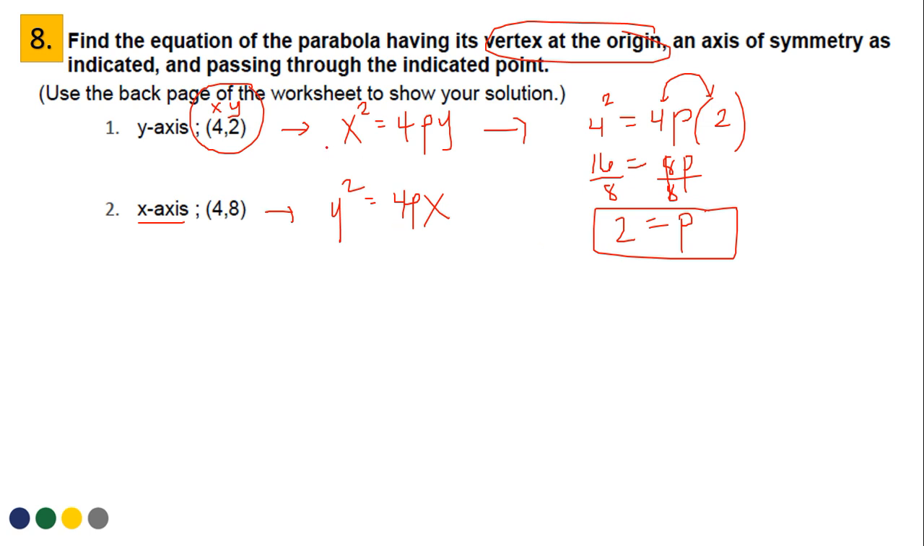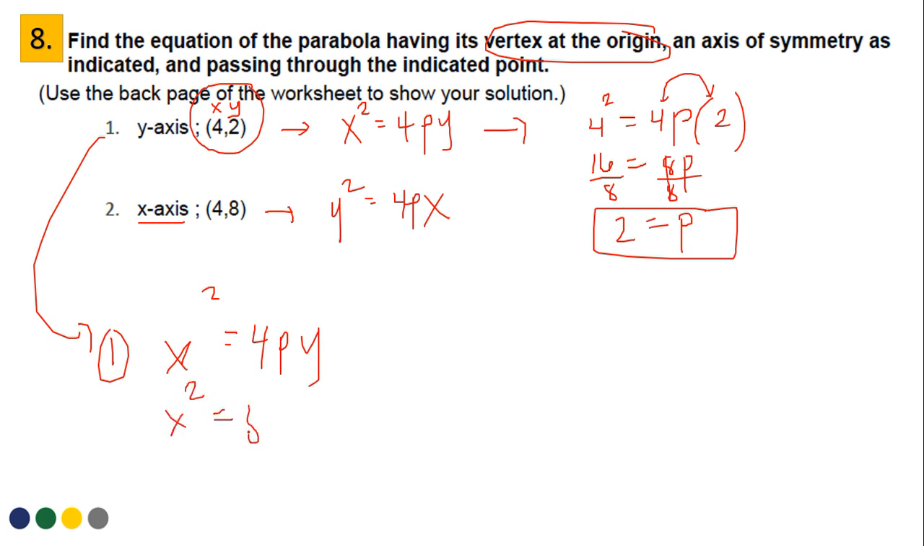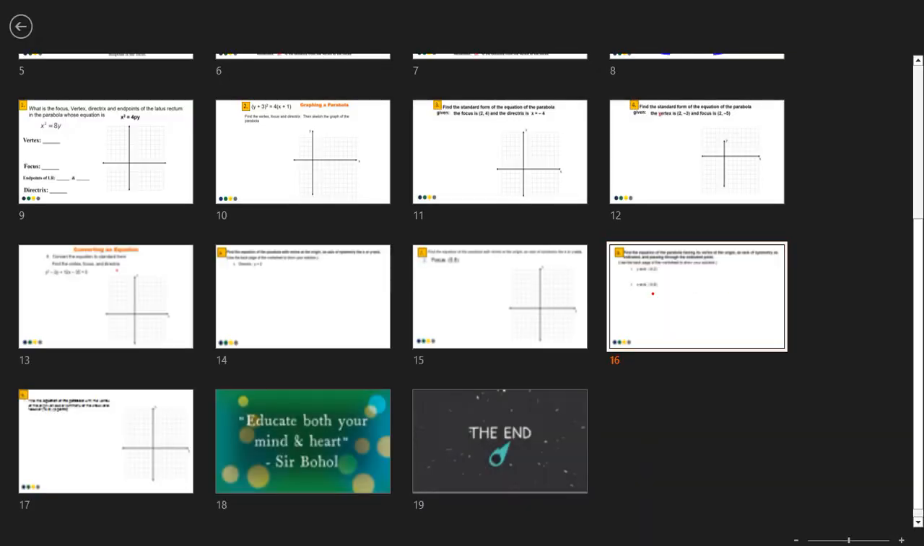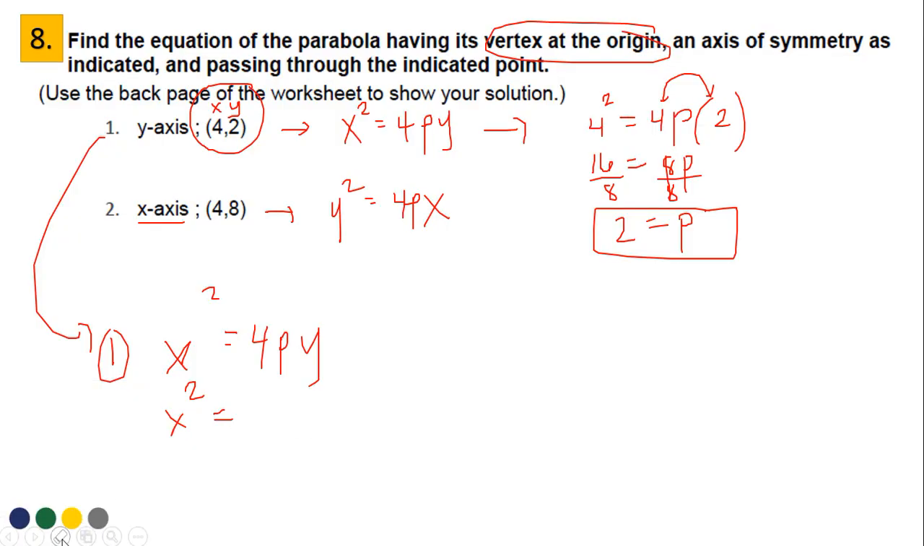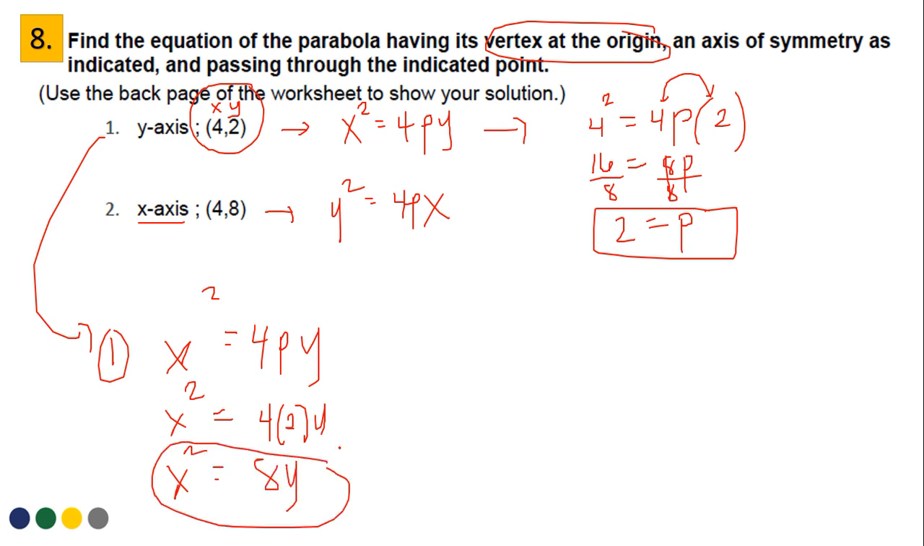And then we're going to use again the original formula. This is our number 1. X squared is equal to 4py. And we get 8, or sulat ko na lang ng buo para mas maintindihan yung bakit naging 8. So we have 4 times 2, then y. X squared is equal to 8y. And this is the final answer in number 1. Nagets po ba? Yes, sir.